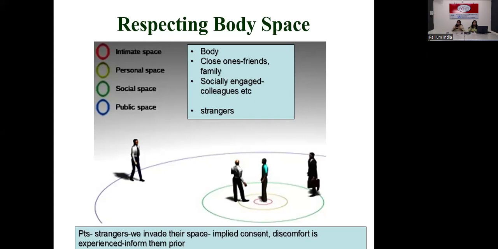So in order to avoid that discomfort, whether the patient is verbal or not verbal, make sure that you take the consent, or you say what you're going to do beforehand. Okay, I'm going to change this. Okay, so please be comfortable. I'm going to remove this catheter, or I'm going to insert this catheter, whatever it is. Make sure that you inform them beforehand.